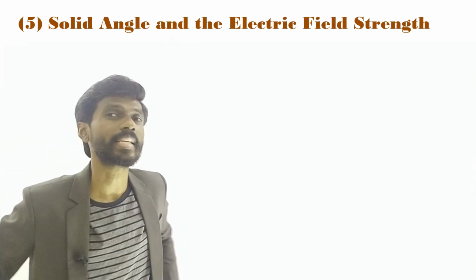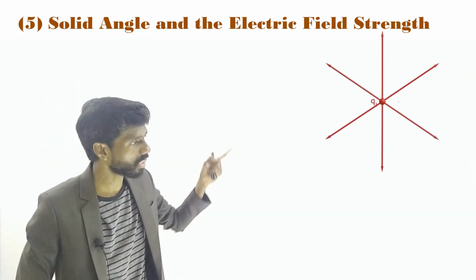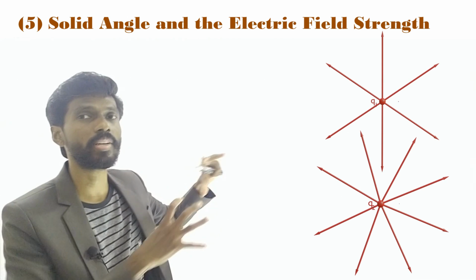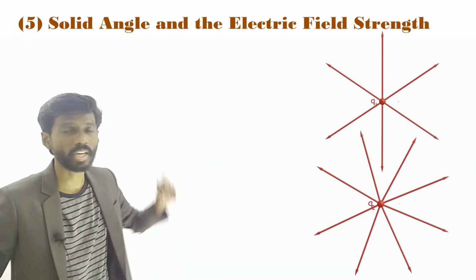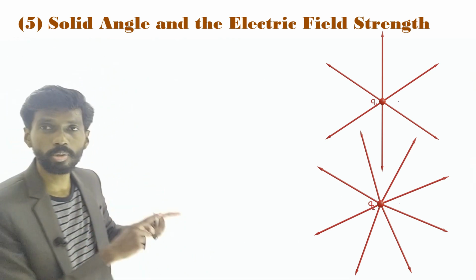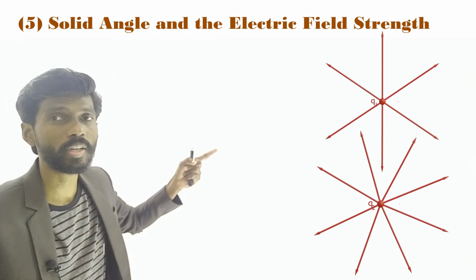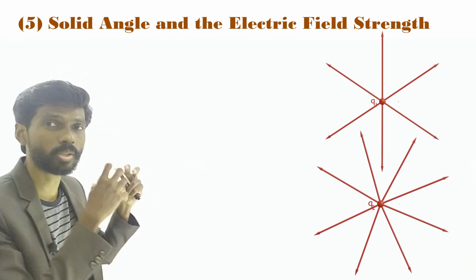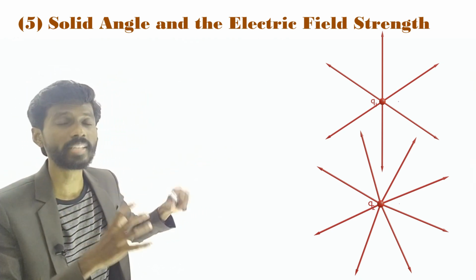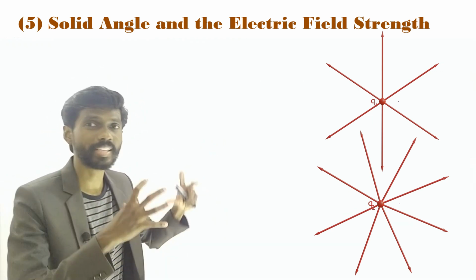Let's consider this example. There is a charge Q1 due to which we have some electric field lines. There is another charge Q2 which also has some electric field lines. Now you tell me which of these charges, Q1 or Q2, is bigger in magnitude. Obviously Q2, because Q2 has more number of electric field lines compared to Q1. So the electric field due to Q2 is stronger compared to Q1. More number of electric field lines, so more is the strength.